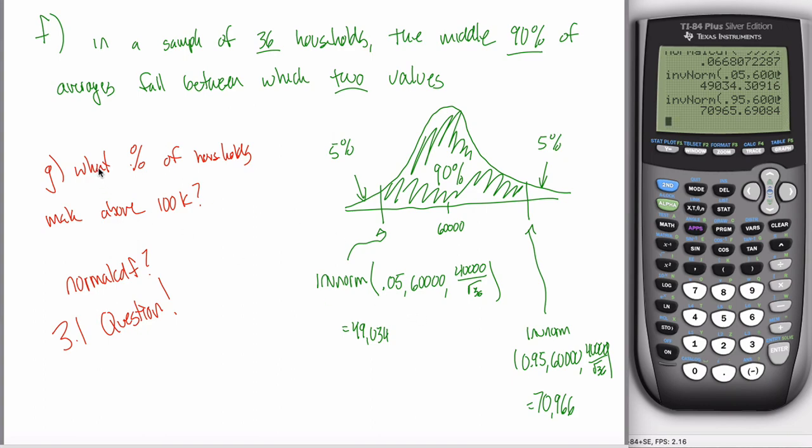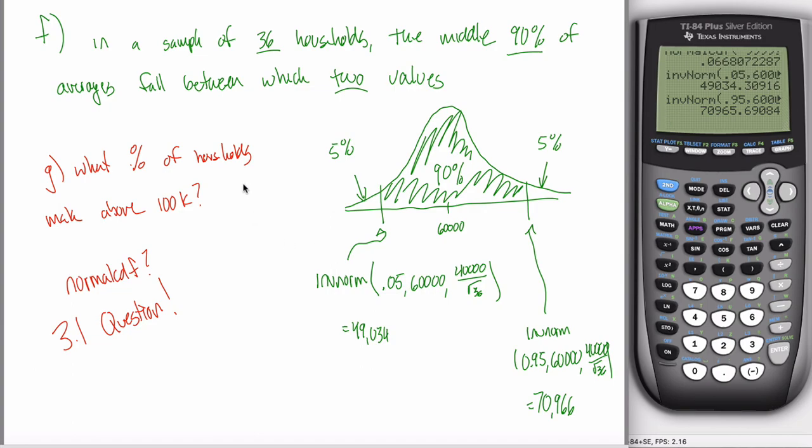If I said what percentage of averages of 36 households would be above 100 grand, if the question was about the average of some number of households, it would be a chapter 4 question, but it's not. This is just talking about all households. This is not interested in sample averages. This is a question about the parent distribution. It's a 3.1 question.